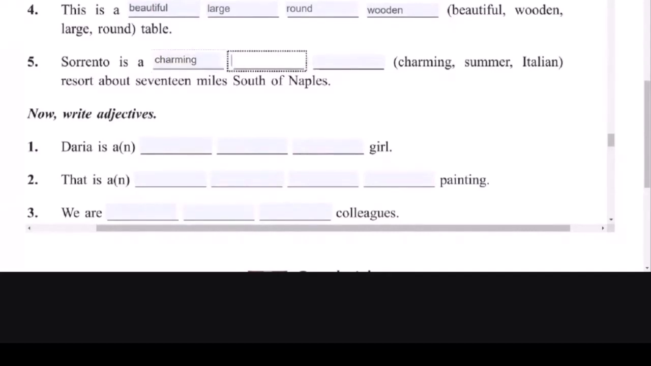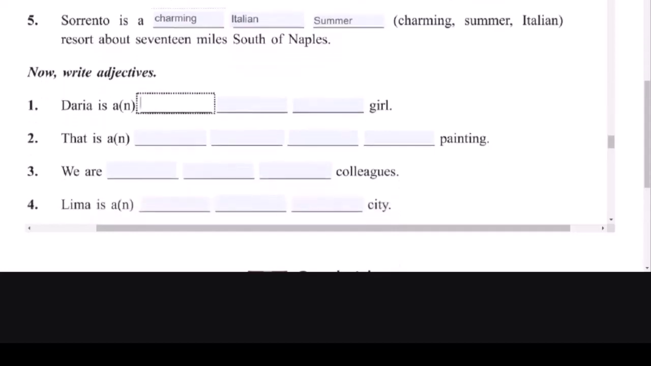Right. And what's the next one? Okay. Sorrento is a charming Italian summer resort. Summer, exactly, because that's the purpose, I guess, right? The purpose of the resort, only in the summer. Yeah, that's the purpose of summer. Good. That was good. Yeah, you got the idea.